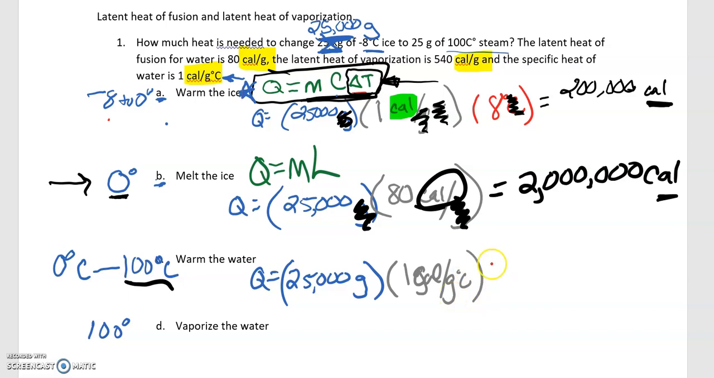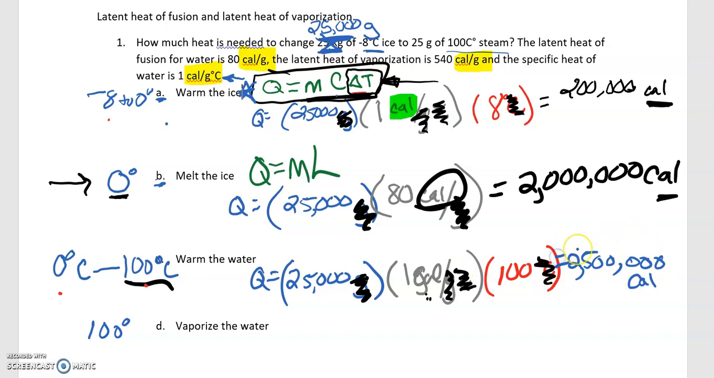I'm trying to use the same colors here. There we go. And now our change in temperature, so our delta T, we're going from 0 to 100 degrees, so that is a change in temperature of 100 degrees Celsius. Okay, check my units, so grams in the numerator, grams in the denominator, Celsius in the denominator, Celsius in the numerator, and again, it just leaves me with calories. So I can go ahead and multiply that all together. My unit would still be calories. Okay, and so to change from 0 to 100 degrees Celsius, I have 2,500,000 calories.